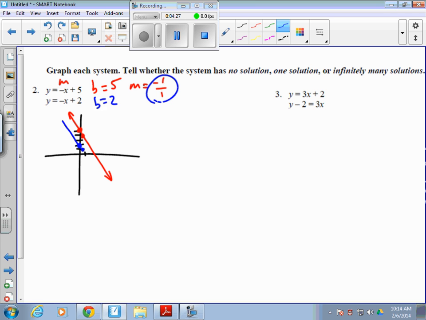So we create two equations that look just like this. You can clearly see they have the same slope, or the same m value. They will never cross each other. So this is going to be one of those cases where it's no solution.